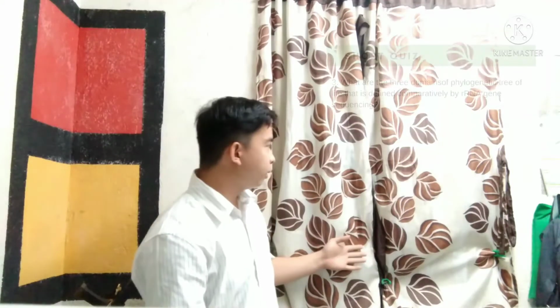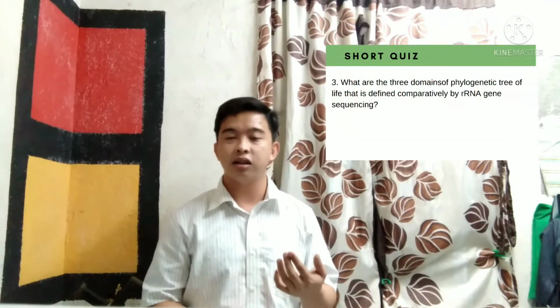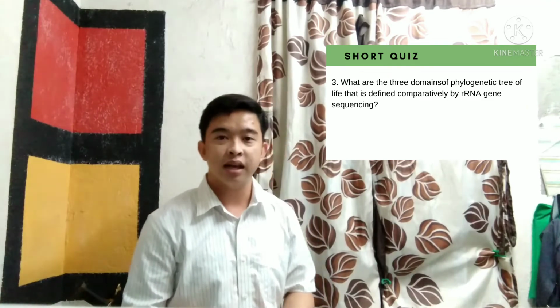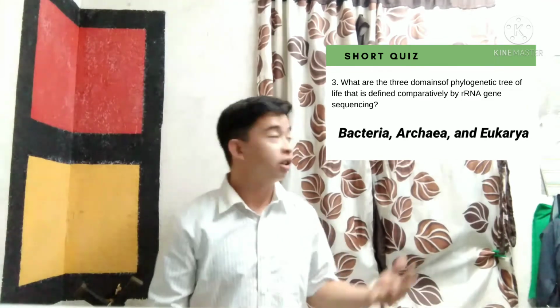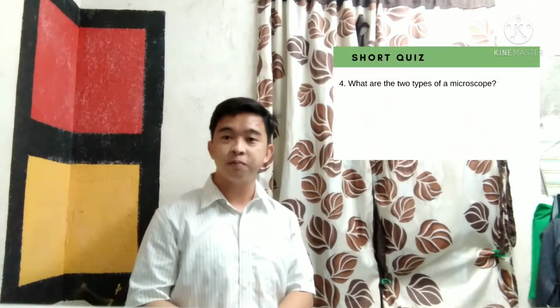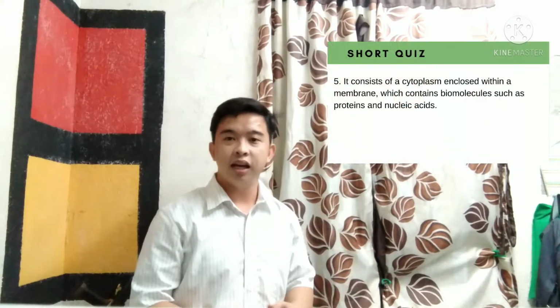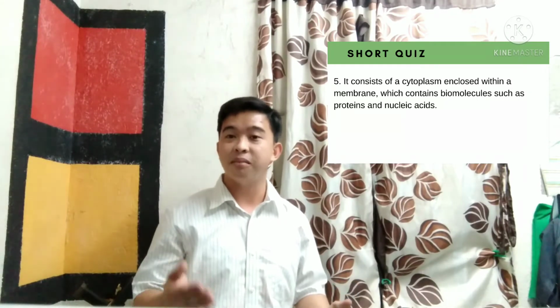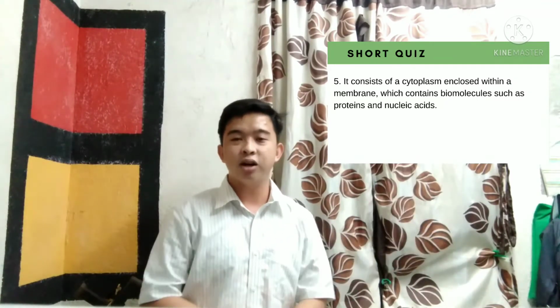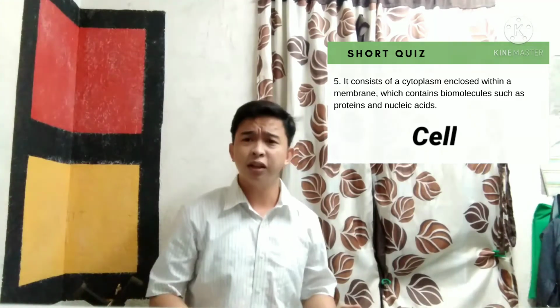Okay, number 3, what are the 3 domains of phylogenetic tree of life? It is bacteria, archaea, and eukarya. For number 4, the 2 types of microscopes are light and electron. And for the last number, it consists of a cytoplasm enclosed in a membrane, very good, it is a cell. Write corrected by on the papers and encircle the scores. Give it back to the owner for clarification. And if there is none, kindly pass it to me.